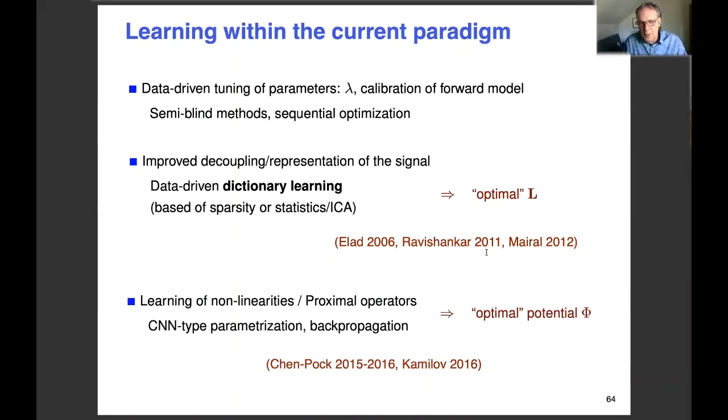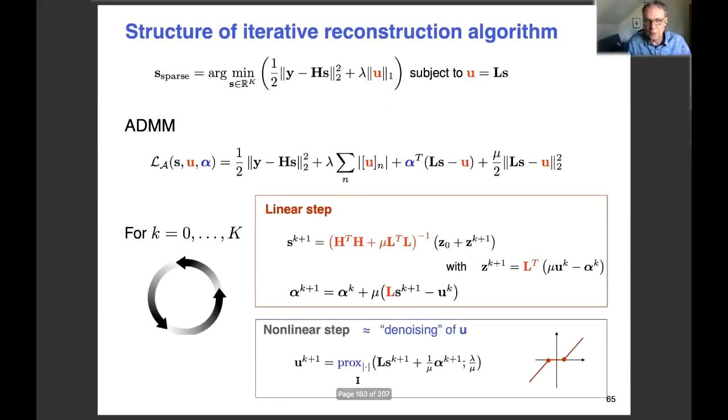And then the other thing that you can also do eventually, remember there was a potential function, so you could learn the potential function, using some kind of CNN type parametrization and backpropagation. And this is what a few researchers have done. And so this was sort of learning making its way into imaging.